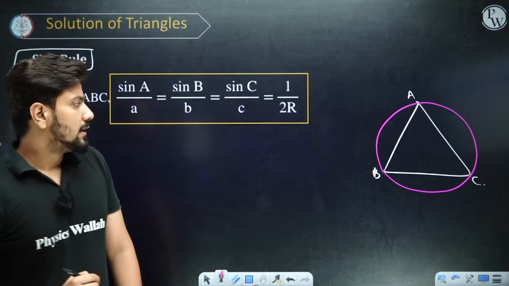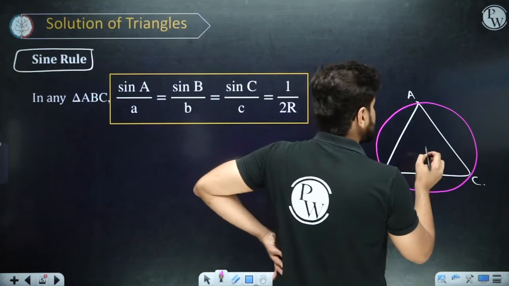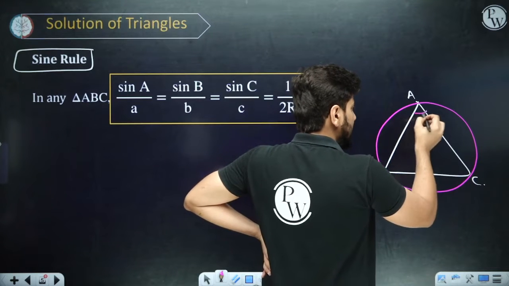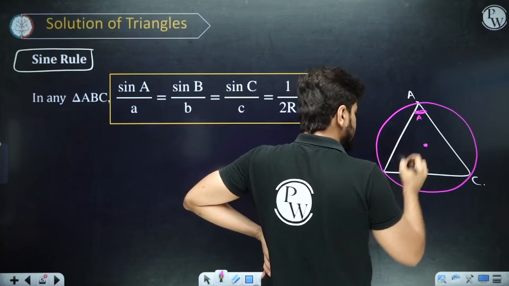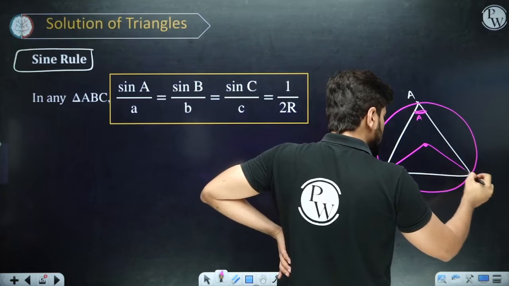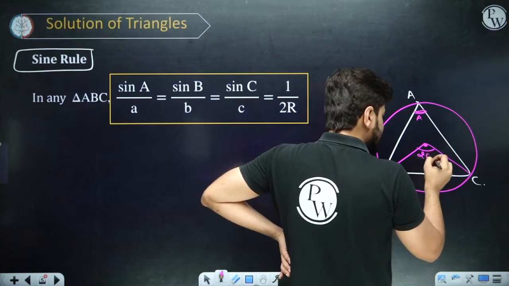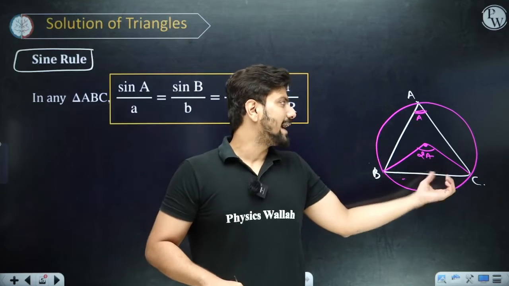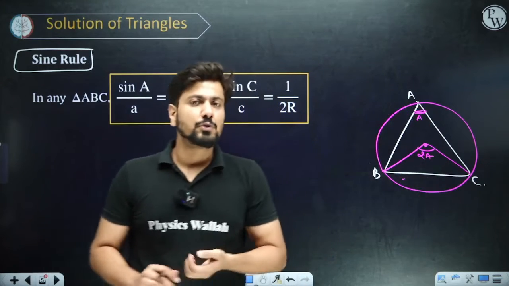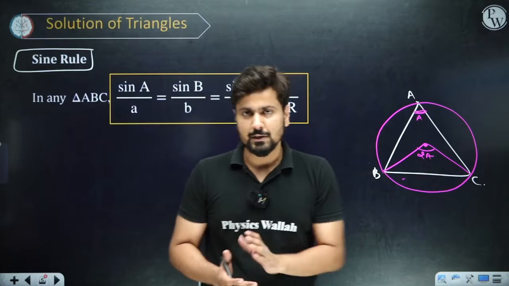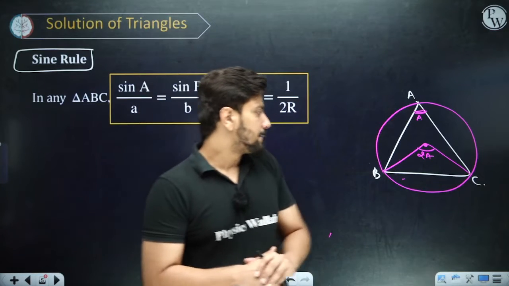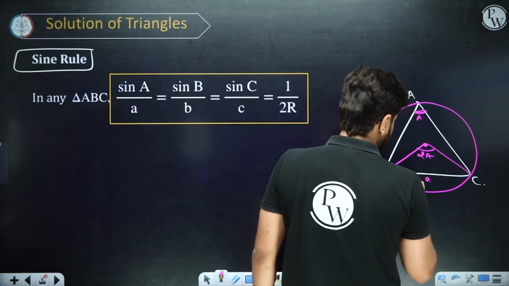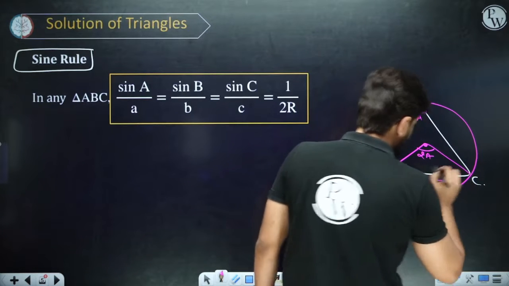Let's say that this is the center of the circumcircle. If this is angle A, at the center it will make angle 2A. Correct? Basic property of circle. This chord BC is making angle A at the circumference, so it is going to make angle 2A at the center of this circle, right? And the side opposite to vertex A is known as small a.